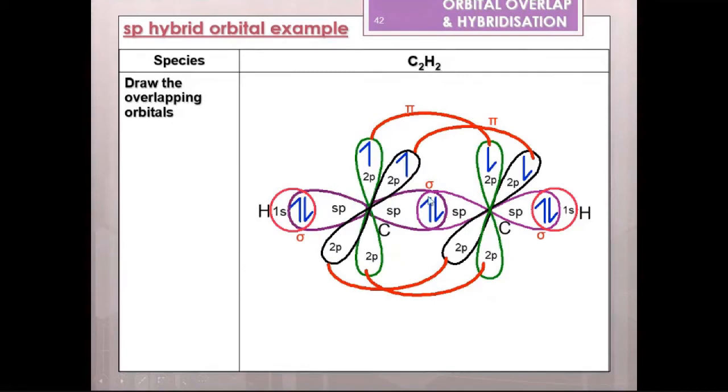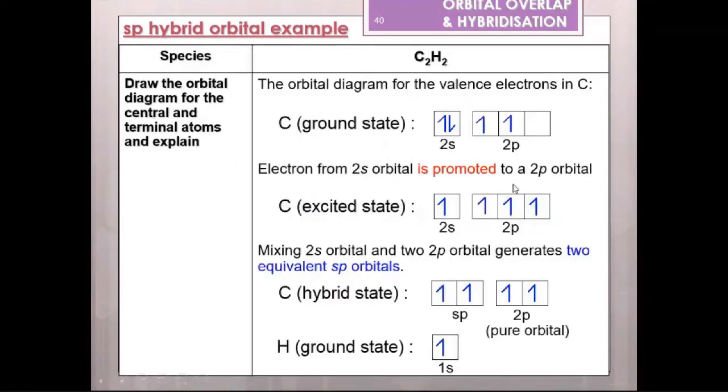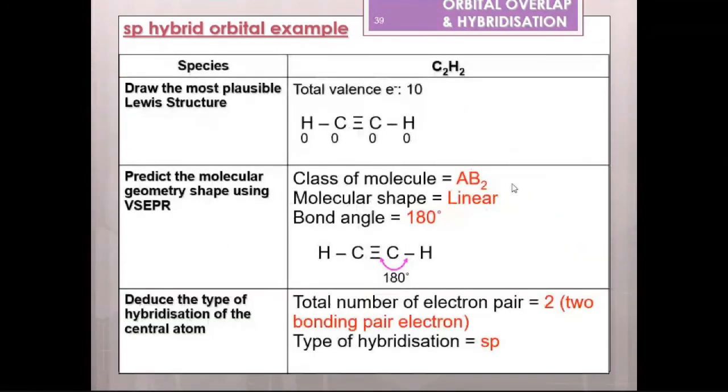1 sigma with hydrogen, 1 sigma with the other C. Pi green 1, pi black 1. Okay, let's go back and look at the explanation. So, Lewis structure, molecular geometry, class of compound, molecular shape. Okay, and then bond angle, number of electron pairs, 2.